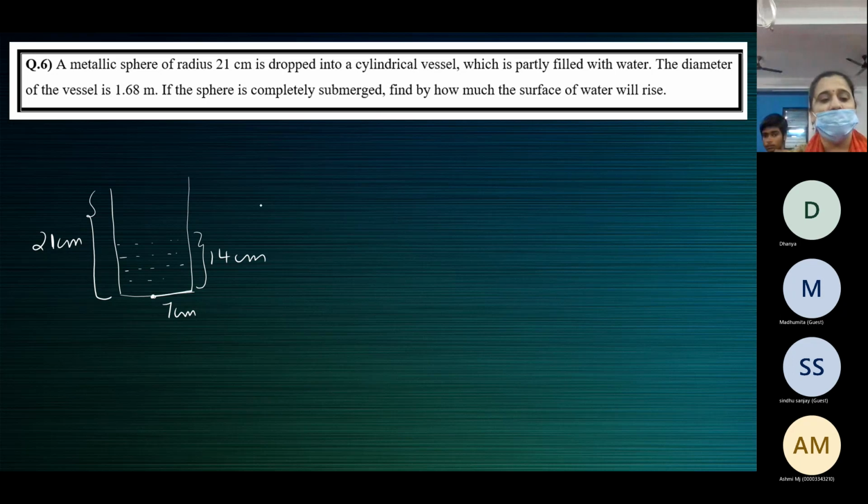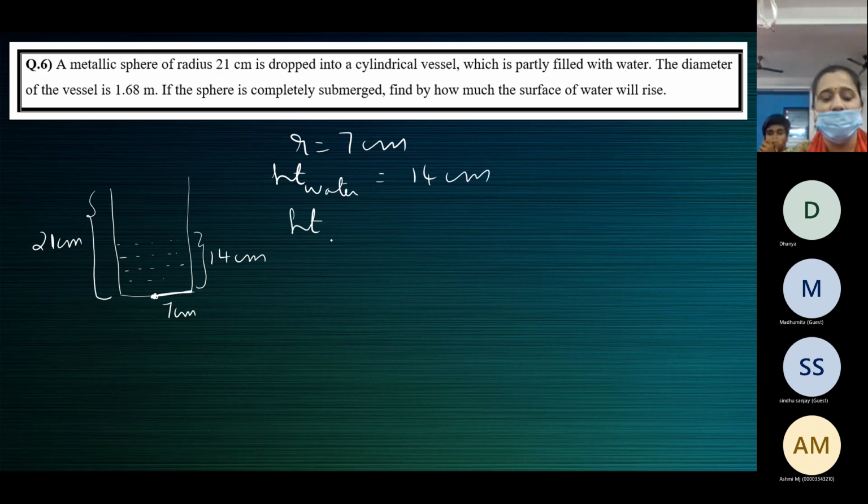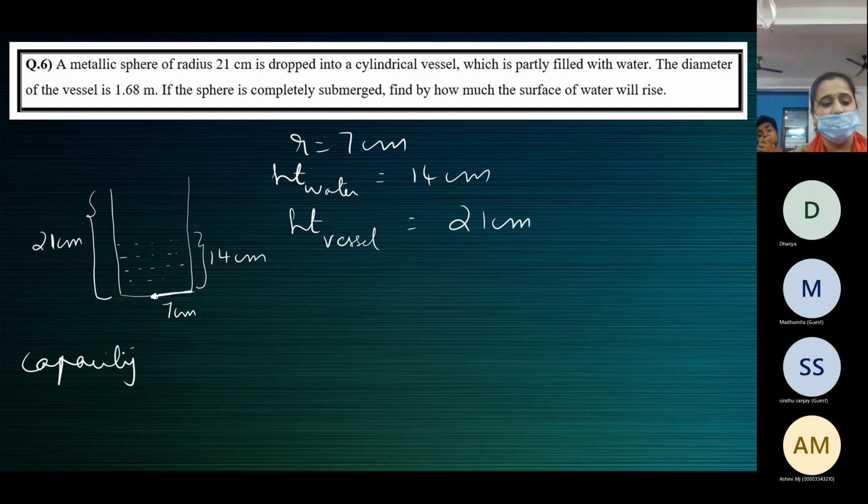So 7 is the radius because I've marked from here to here is 7. Radius is equal to 7 centimeters. Height of water is 14 centimeters, and the height of the vessel or the height of the container is 21 centimeters. Now you can find two things here. The capacity of the vessel. What is the capacity of the vessel?